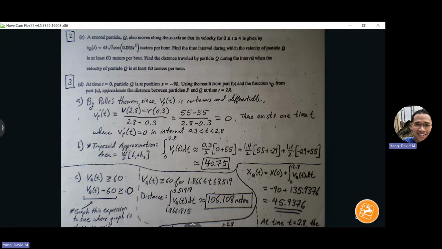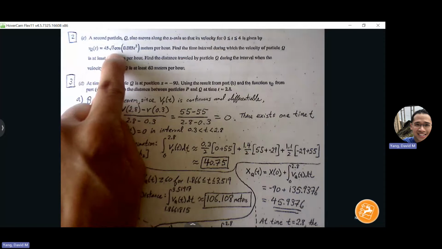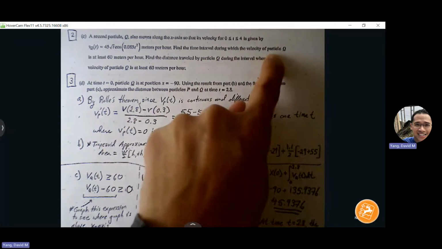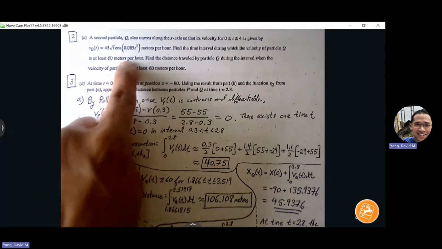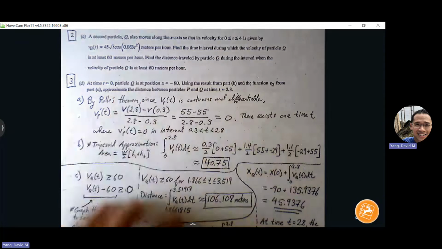Part C, a second particle, Q, moves along the x-axis so that the velocity is given by v of t. So we now have velocity of a second particle, particle Q. Find the time in which the velocity of the particle is at least 60 meters per hour. So at least means greater than, right? Greater than or equal to. So I'm going to set that equation.